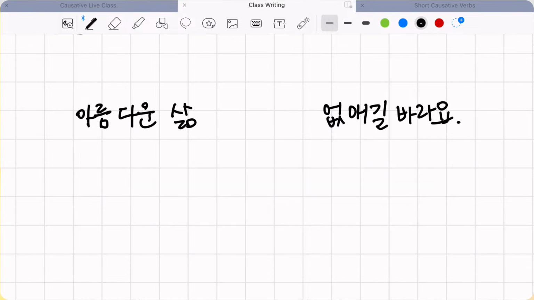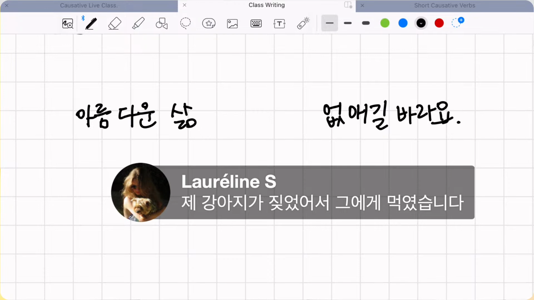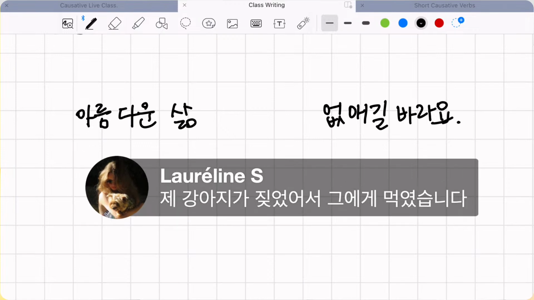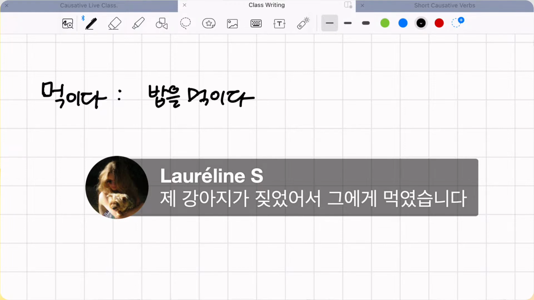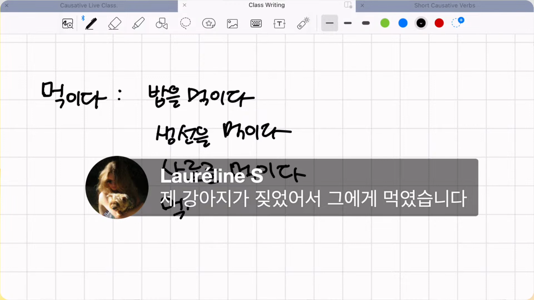그다음에 제 강아지가 짖어서 그에게 먹였습니다. So here's the usage about 먹이다, guys. 먹이다 sounds most natural when it's used with what you fed them with. So, for example, if you say 밥을 먹이다 or if it's a cat, 뭐 생선을 먹이다, or if it's any animals, then you can say 사료를 먹이다. 사료를 먹이다. or 먹이를 먹이다. 먹이를 먹이다.